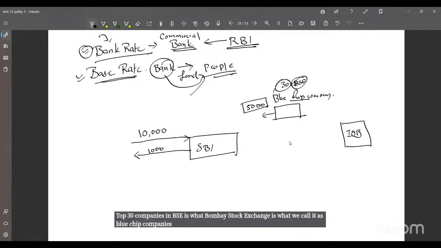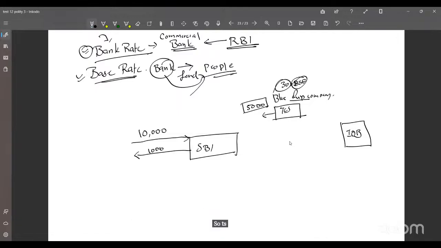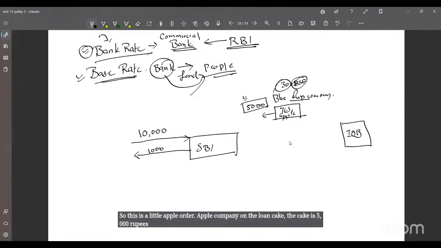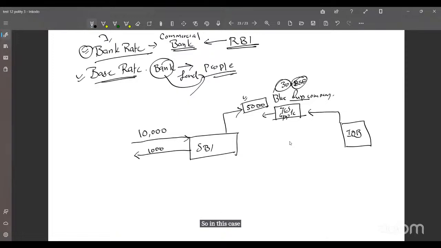So ஒரு blue chip company வருது, TCS வருதுன்னு வச்சுக்கோங்க. இல்லைன்னா ஆப்பிள் வருது. சரிங்களா? ஆப்பிள் கம்பெனி வந்து லோன் கேக்குது. எவ்வளவு கேக்குதுன்னா 5,000 rupees கேக்குது மார்க்கெட்ல. So SBI will also be competing to give, and IOB will also be competing to give. சரிங்களா? So in this case, the Apple company would get loan from that particular bank which is going to give him the minimum interest.